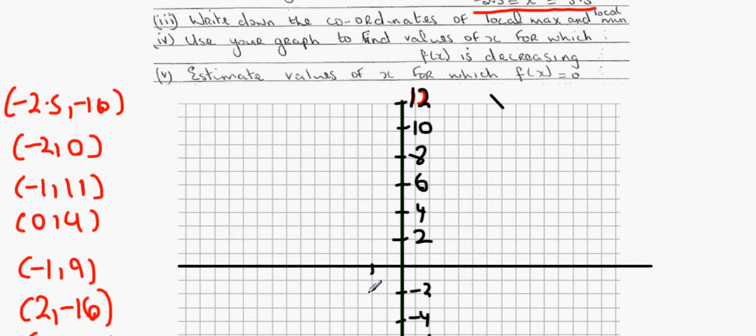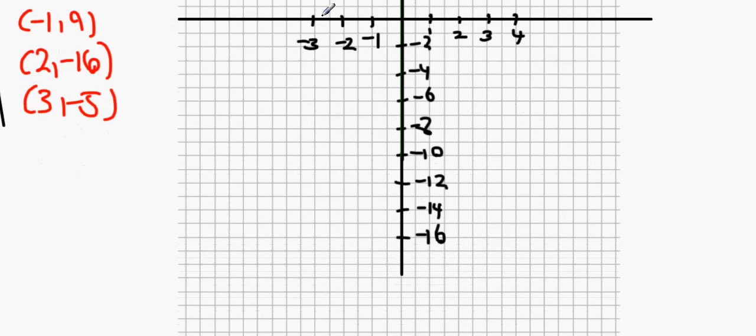Okay, so we're going to start drawing in the x-axis. We have to go all the way back to minus 2.5. So gaps of 2 would be perfect here, because that would be minus 2.5 there. And then we're going to go gaps of 1 on the x-axis, 3, 4. Now we're going to draw the line: minus 2.5, minus 16 is going to be all the way down here.